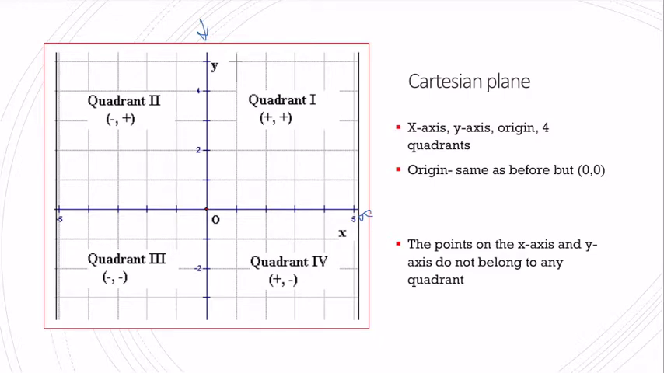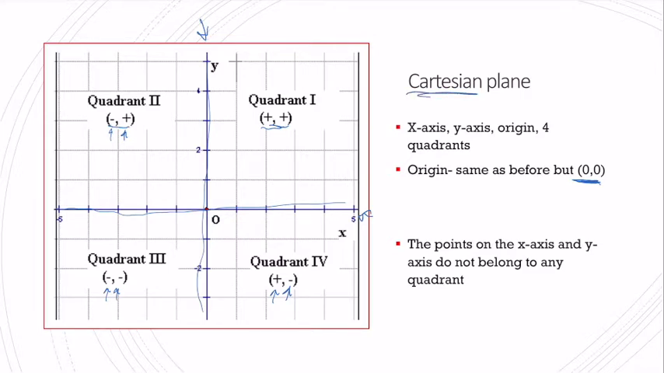The origin of the number line, when we just had one, was 0. It's the same as before, but now it's (0, 0), and I'm going to explain what that means in the next slide. It's broken up into 4 quadrants. In quadrant 1, both our x values and y values are positive. In quadrant 2, our x values are negative and our y values are positive. In quadrant 3, x and y are both negative. And in quadrant 4, x is positive and y is negative. It's important to note that any points that are on our x-axis or our y-axis don't belong to any quadrant.